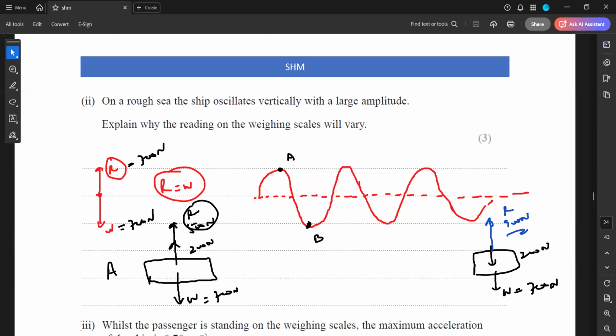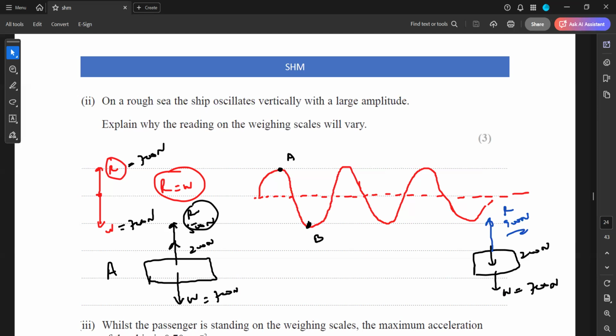Because the object relatively remains stationary, it's only moving away from the equilibrium position, either above or below it. So when it is below the equilibrium position, there is a greater downward force, so to balance that, there is more upward force, or normal contact force increases. So the reading on the balance will increase.